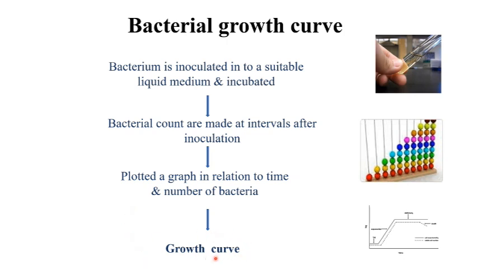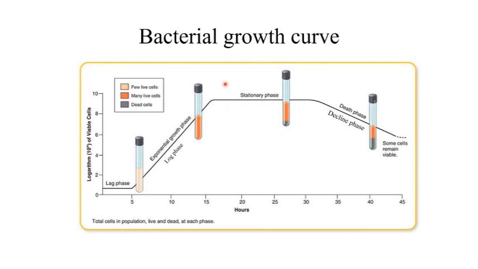So this is the bacterial growth curve graphical representation, and this is the x-axis. The x-axis is for hours or time, and the y-axis is for the viable count. Here we can see the viable count and time. And the bacterial growth curve has mainly four phases. First is the lag phase, then the log phase, stationary phase, and decline phase.